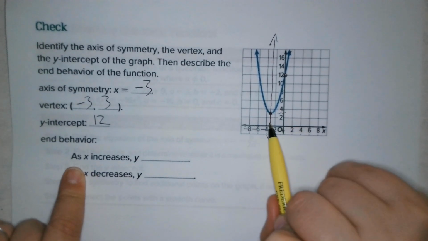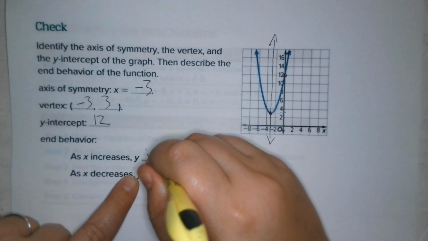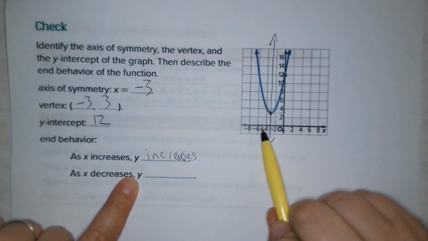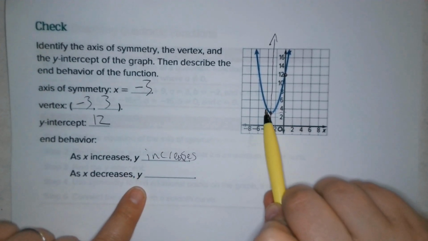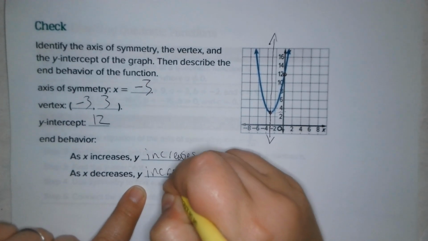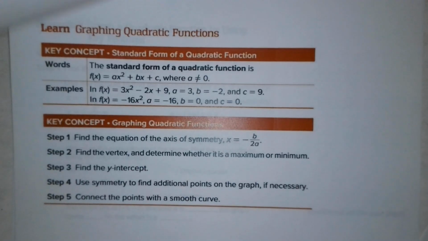As x is increasing, x is getting bigger, what is y doing? It's going up, so it is increasing. As x is going down, x is getting smaller, y is increasing. Okay, here we go. We're moving on.